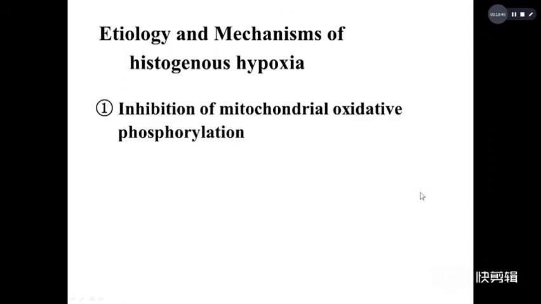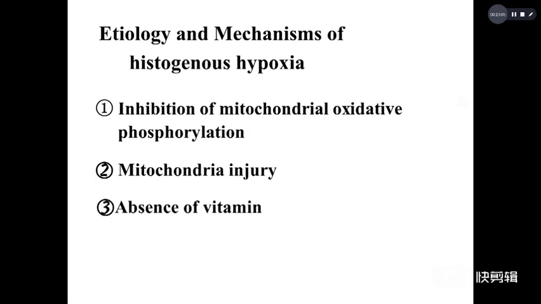Now, etiology. The etiology includes three. The first, inhibition of mitochondrial oxidative phosphorylation. The second, mitochondria injured. The last, absence of vitamin. Now, in all three, oxygen utilization decreases, so ATP production decreases.